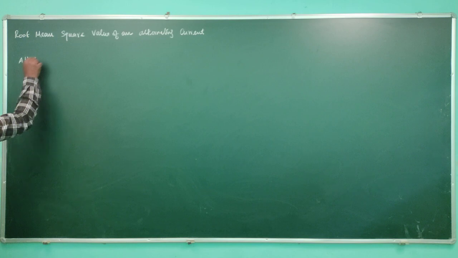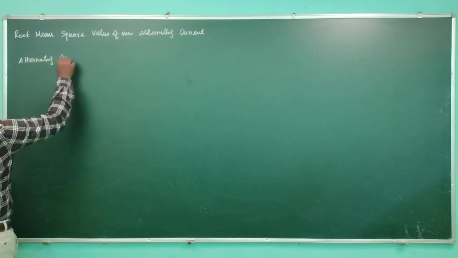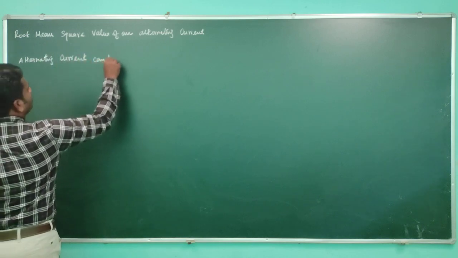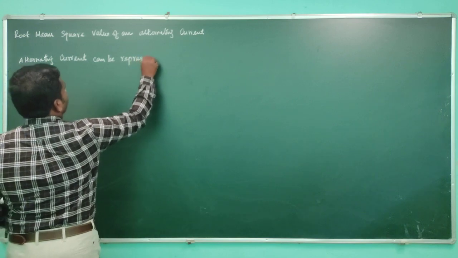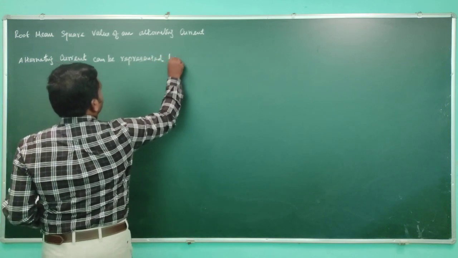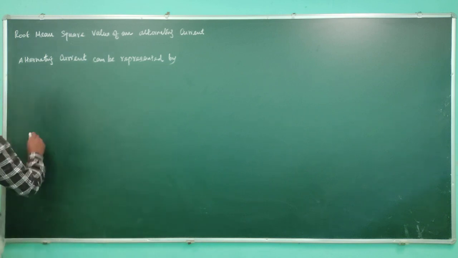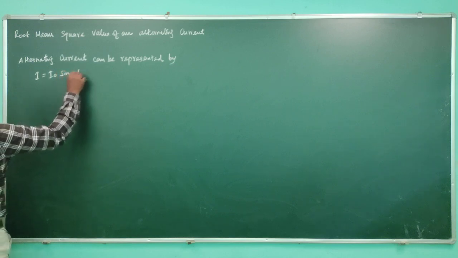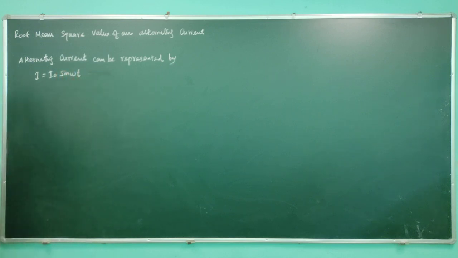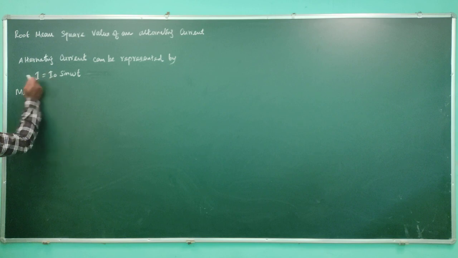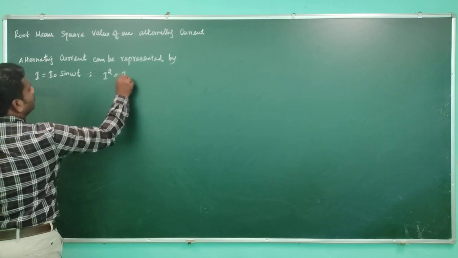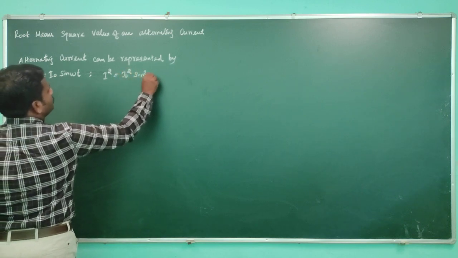So the alternating current can be represented by I equal to I naught sin omega t, right? Now we have to calculate the square of this. So I square is nothing but I naught square sin square omega t.